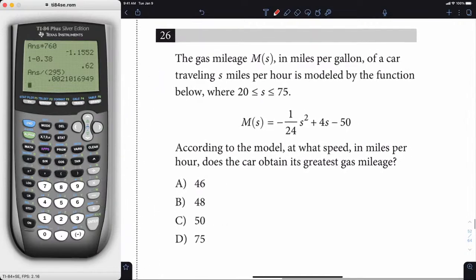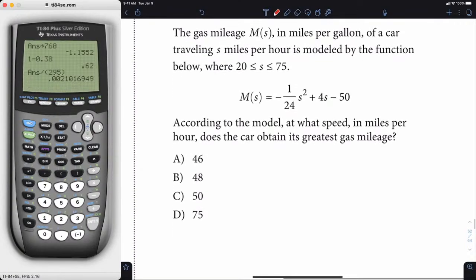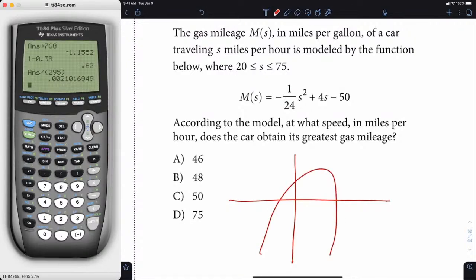Gas mileage, m of s, in miles per gallon of a car traveling s miles per hour, is modeled by the function below, where s is between 20 and 75 inclusive. According to the model, at what speed in miles per hour does the car obtain its greatest gas mileage? Okay, so we know this is going to be a parabola because it's quadratic, right? And it's opening downward because of this negative sign here. So it's going to look something like this. And at what speed the greatest gas mileage is going to occur here, right? And this s value is what we're looking for, the s value at which it occurs.